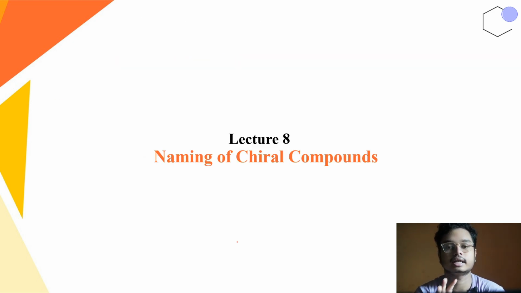Since there are many naming rules still left, I have divided this lecture into different parts. In the first part of our naming of chiral compounds, we have discussed the DL nomenclature, the priority rules or CIP rules, and then how to determine the RS configuration of a Fischer projection formula. So with this we end this lecture.